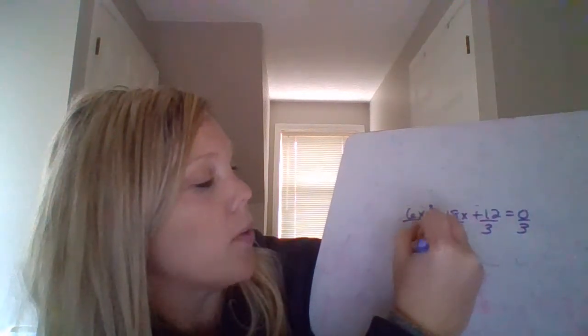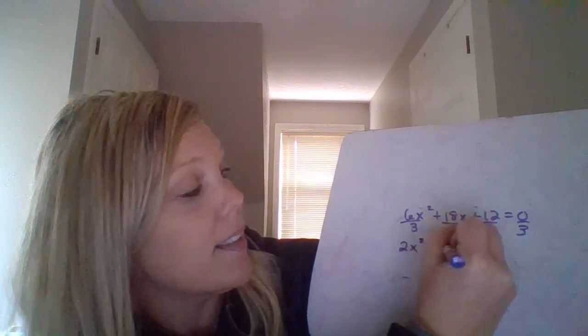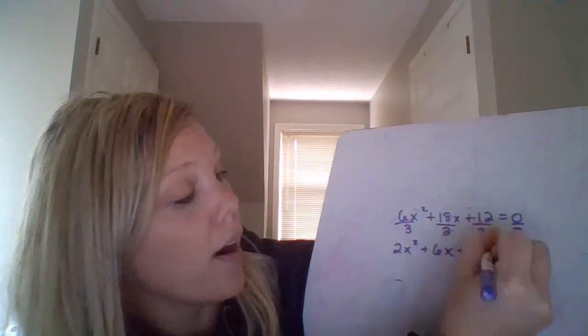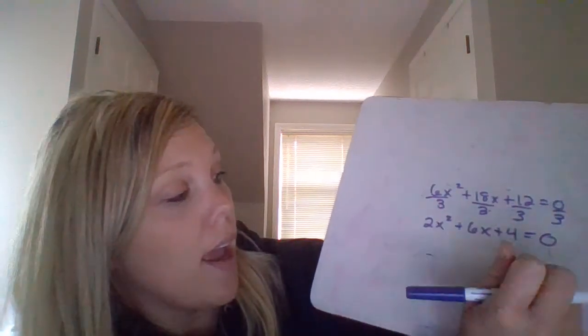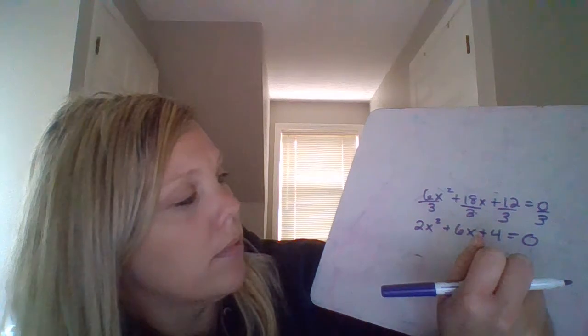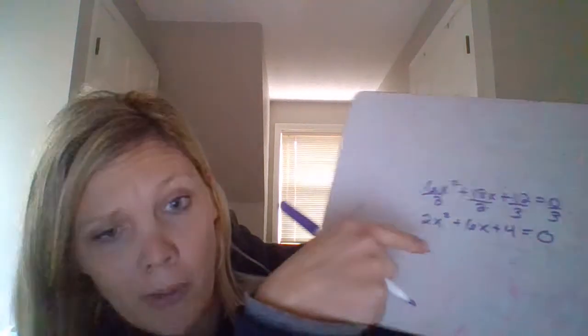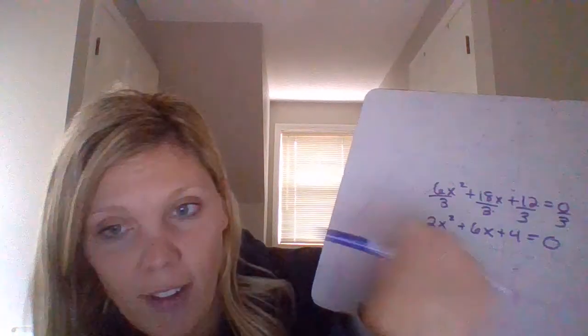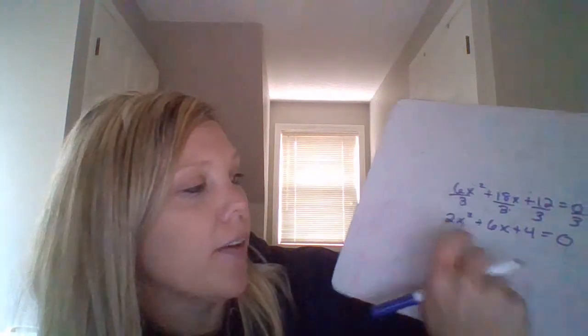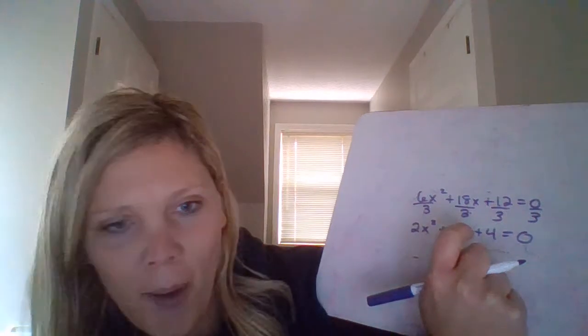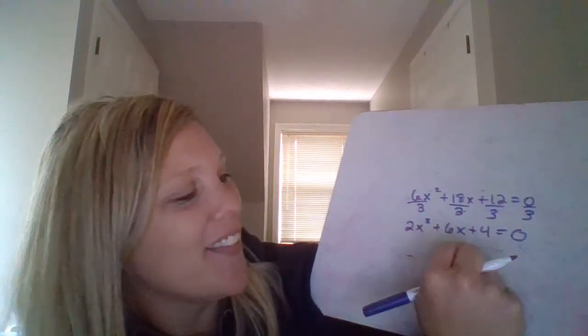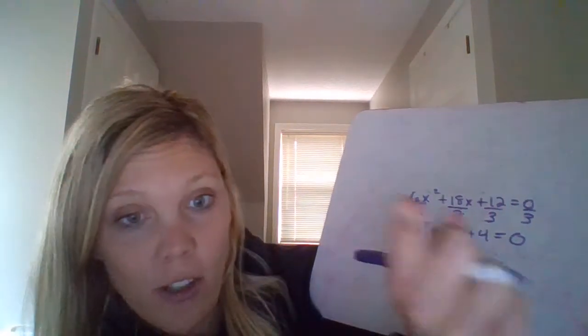I'm going to get 2x squared plus 6x plus 4 equals 0. Oh, they're all divisible by 6. I just lied to you. But do it this way for right now, just because when you're done dividing out the common factor, you still have an a value. But I took out the wrong common factor. So that's what you want to do first. So make sure you do that.